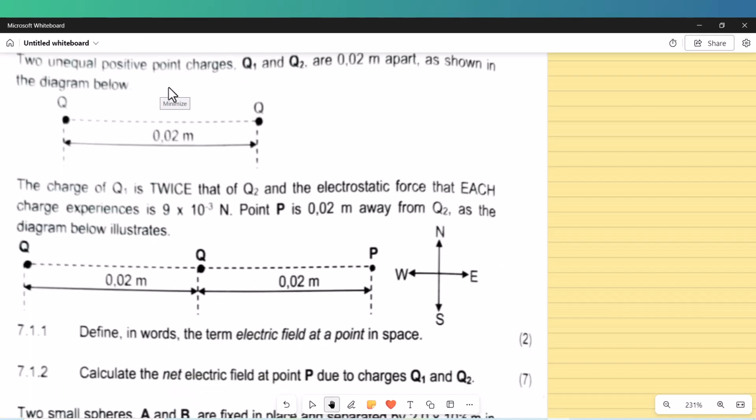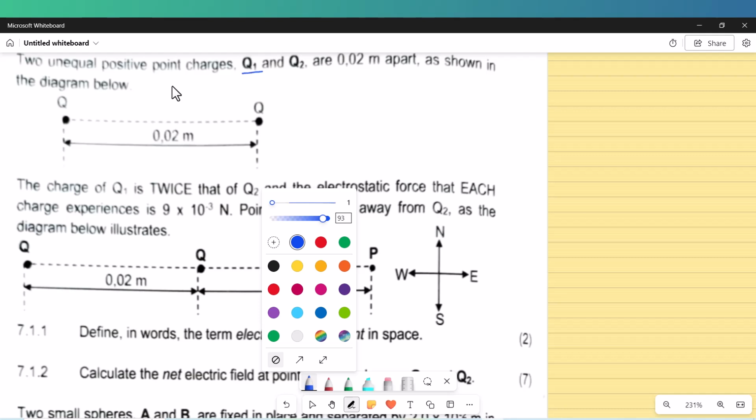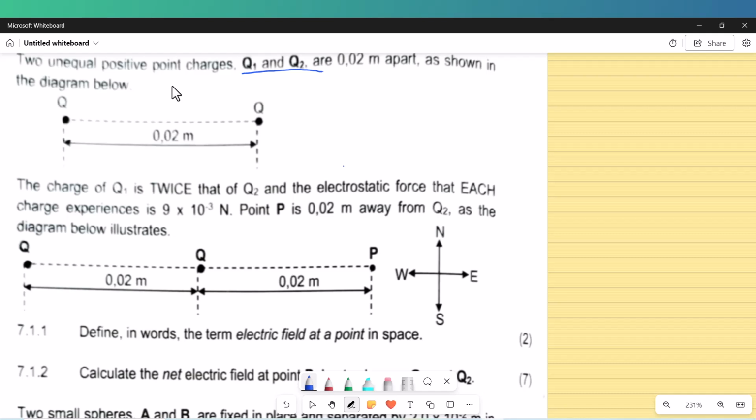Again, let's read the question again. 7.1.2. They are saying here that two unequal positive charges, Q1 and Q2, are 0.02 meters apart, as shown in the diagram below. The charge of Q1 is twice that of Q2. And the electrostatic force that each charge experiences is 9 times 10 power negative 3 newtons. Point P here is 0.02 meters away from Q2, as the diagram below illustrates.